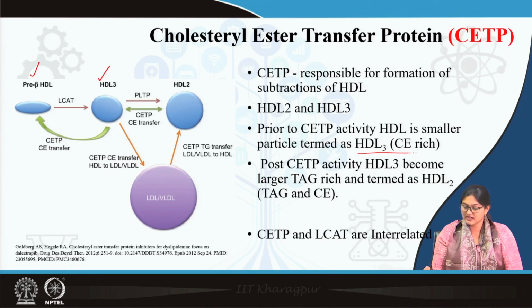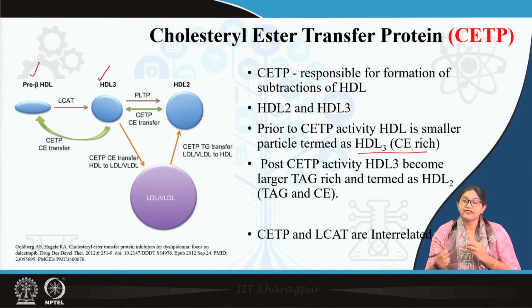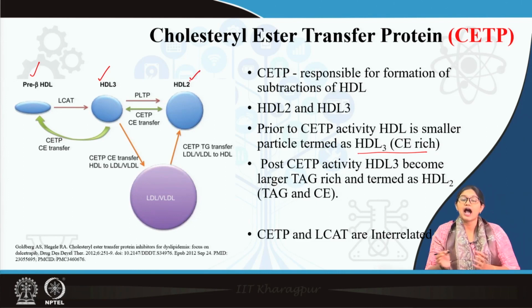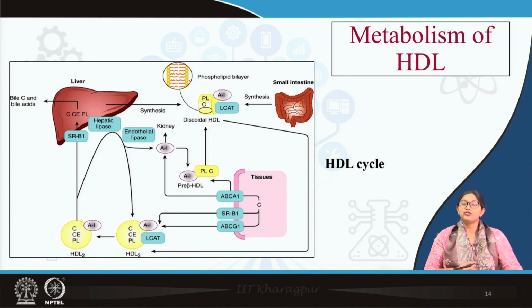So, this HDL3 is basically rich in cholesterol ester, but after CETP activity, it reduces the cholesterol ester content of the HDL, whereas it increases the triacylglycerol content of the HDL. Now, after CETP activity, the form of HDL which contains more triacylglycerol and less cholesterol ester is known as HDL2. So, these are the isoforms of HDL, HDL2 and 3, and this transformation is occurring through the CETP protein.